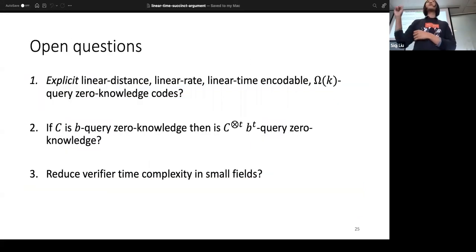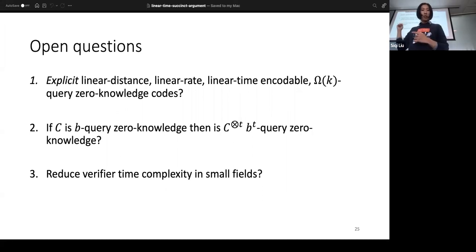Finally, I will just talk about the open questions. I think all of them I more or less mentioned already during my talk. The first one is, I just talked about explicit constructions for these large number of query zero knowledge codes.